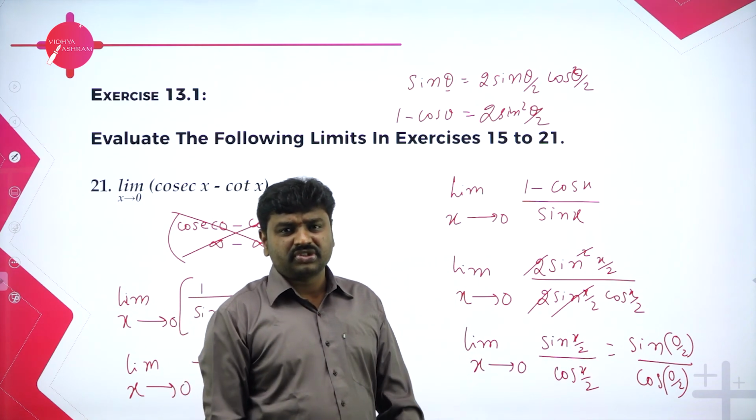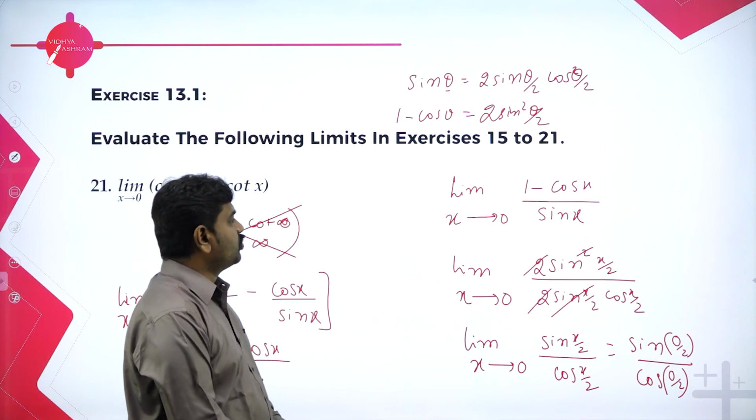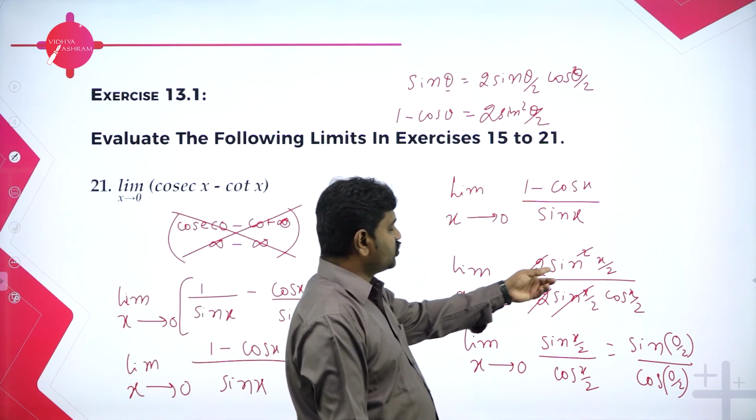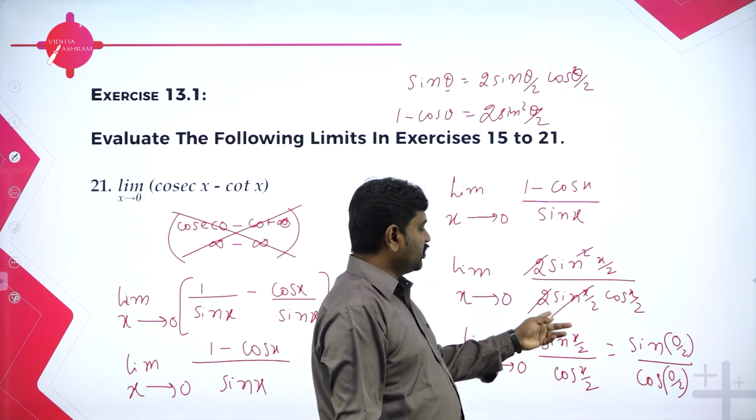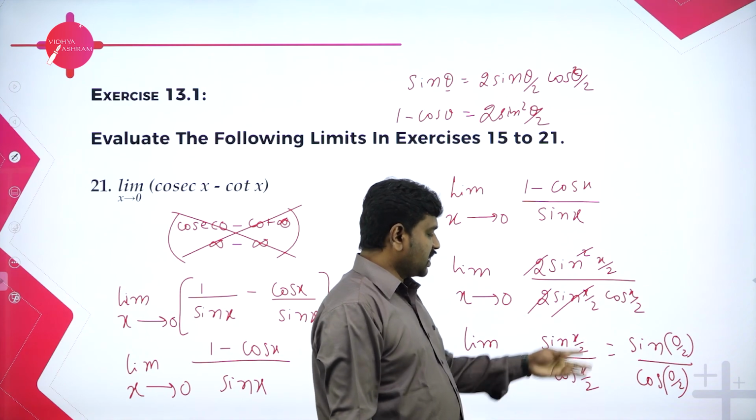In the place of x put 0. Tan x by 2 is tan 0 by 2. Tan 0 is what? 0. So we use multiple angles. 1 minus cos theta can be written as 2 sin square theta by 2. Sin theta can be written as 2 sin theta by 2 into cos theta by 2. 2 cancels, sin cancels. So sin by cos, tan directly here.